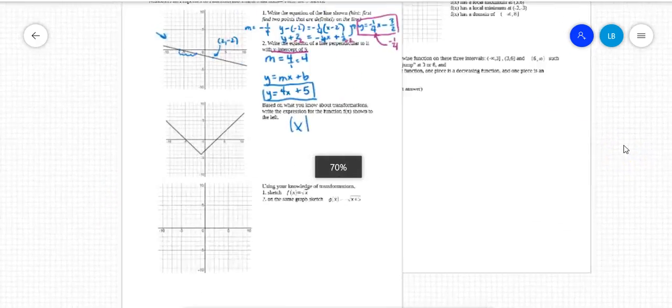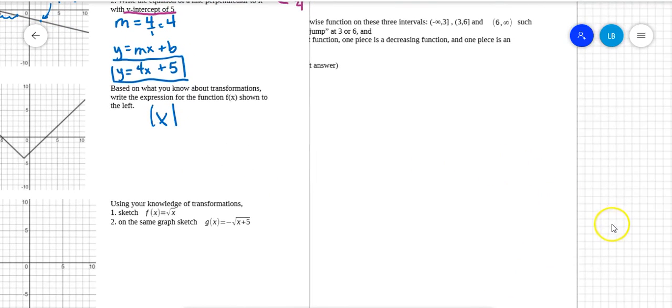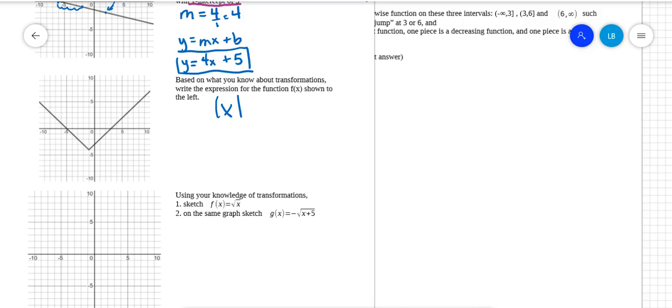And then I have to figure out how much it's shifted. It's not turned upside down, so I know it's not reflected. It's shifted 1 to the left, and then it's shifted 4 down, right? 1 left, 4 down. So in order to put those in, to the left means I have to add a value inside my parentheses, and the up and down is always outside the function. Always gets tagged on the end.